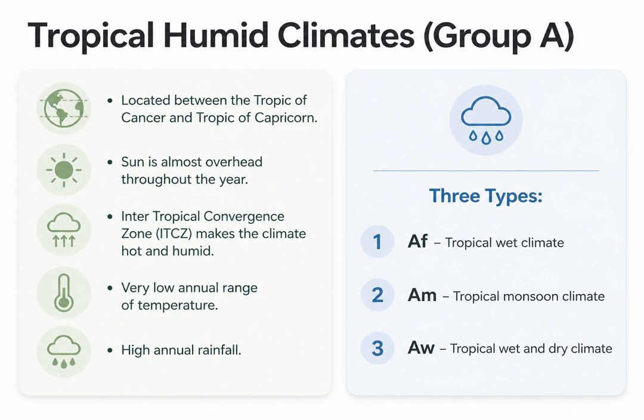Because the sun is almost directly overhead year-round and the Intertropical Convergence Zone, or ITCZ, hovers over this region, the climate is consistently hot and humid. You won't see wild temperature swings here. The annual range is very low, while rainfall is incredibly high. We divide this group into 3 distinct types: Af, which is tropical wet, Am, which is tropical monsoon, and Aw, which is tropical wet and dry.